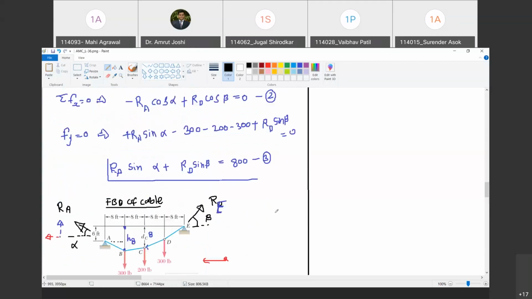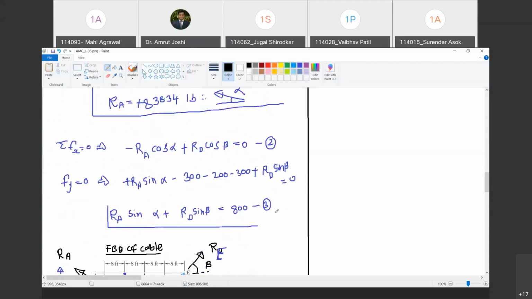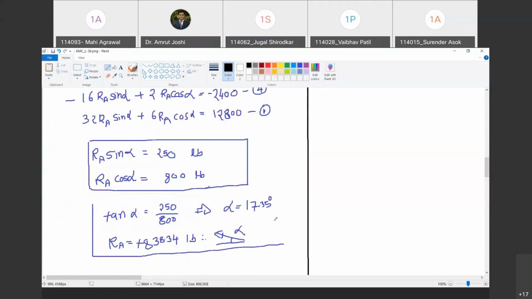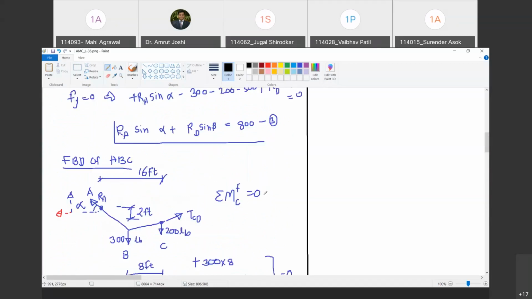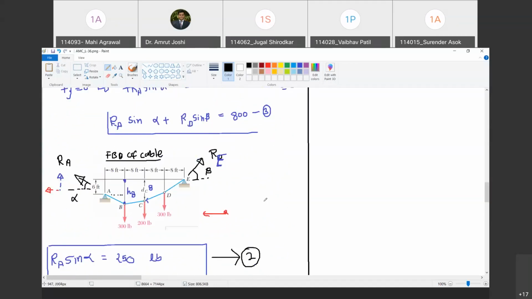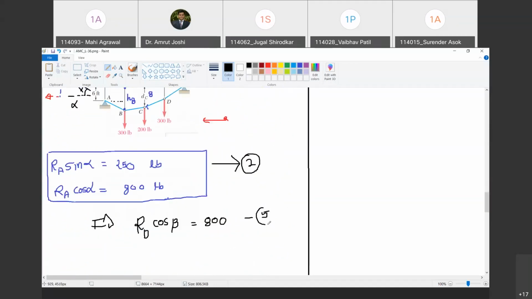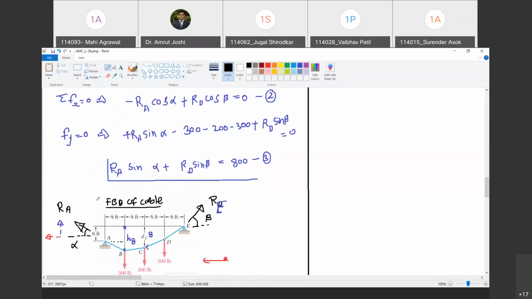So let me call this equation as equation number. What was the last equation that we have used? 4. We have used numbers till 4. So let me call this equation number 5. Happy? Yes, sir. And now look at the second equation.